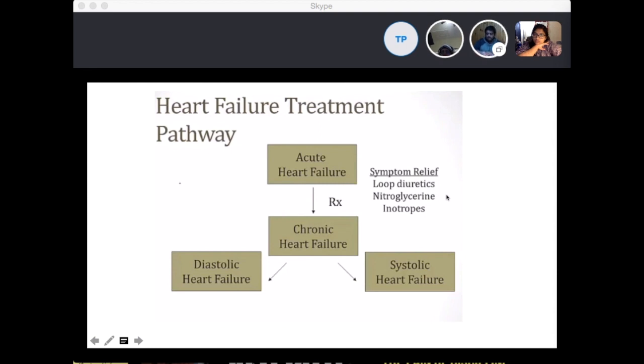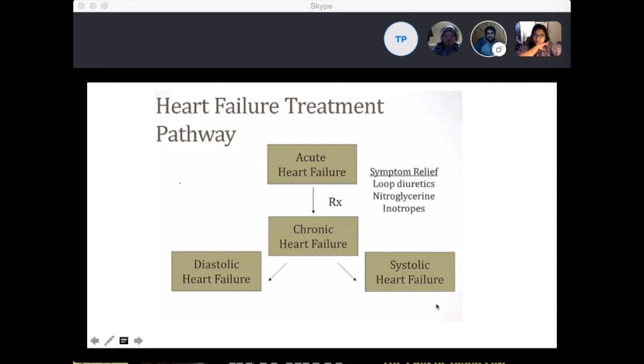You can also use thiazide diuretics. And for chronic heart failure, diastolic heart failure, you're basically treating like diabetes and blood pressure. So there's no direct treatments for this, but in systolic heart failure, you can use ACE inhibitors, angiotensin II blockers, beta blockers to decrease mortality. And then for some, you can also use hydralazine and nitrate therapies to not only do symptom control, but also decrease mortality in select patients.